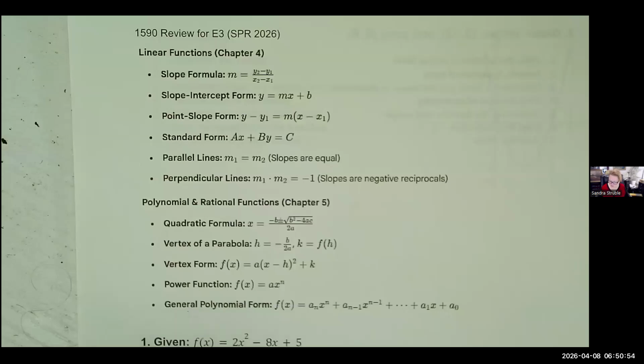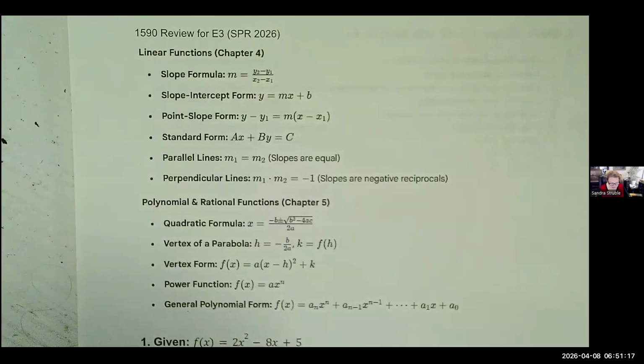Okay, let's cover the review for exam 3. This is covering 4-1, 4-2, 4-3, 5-1, 5-2, 5-3, and 5-5. And I've provided you with a bunch of formulas here. If these are things you don't know, it would be great to have them on your note card, because I am not going to be providing any formulas on the exam.